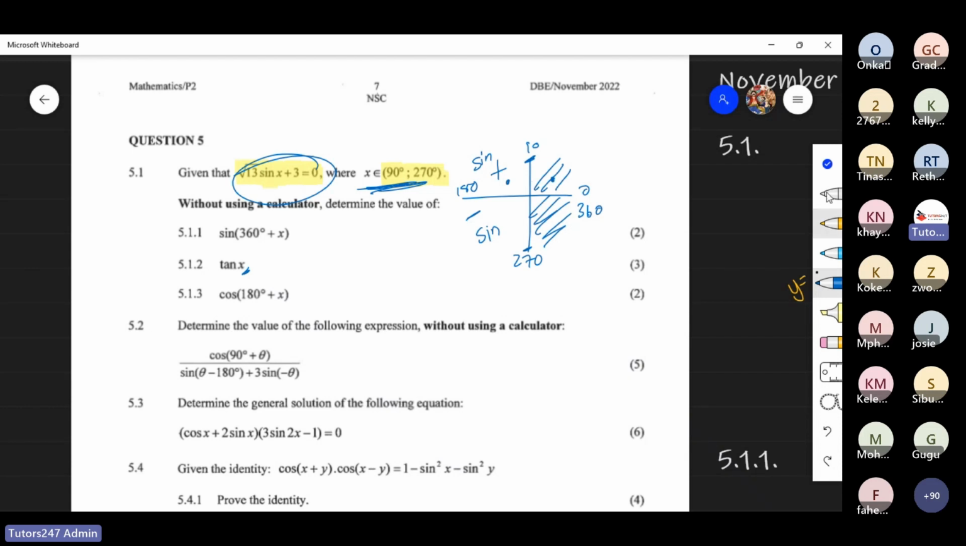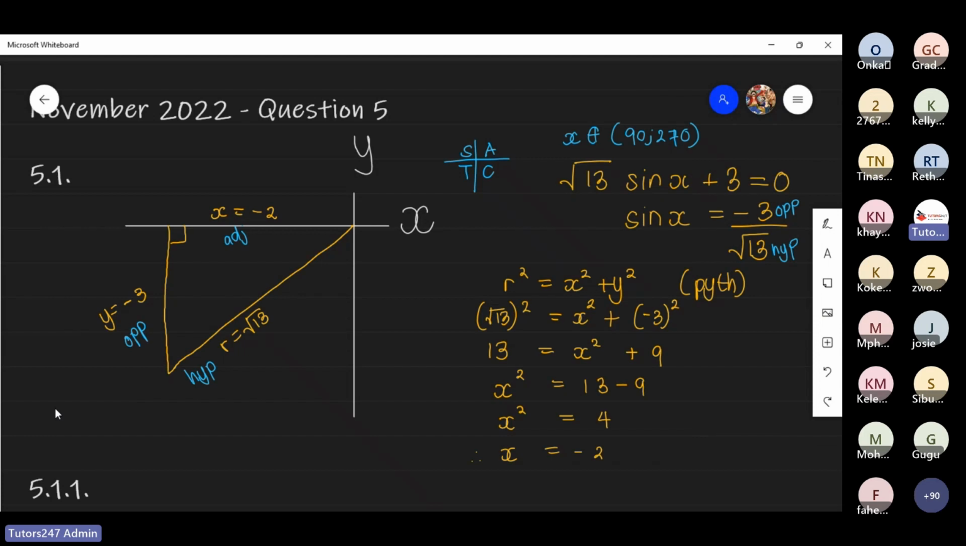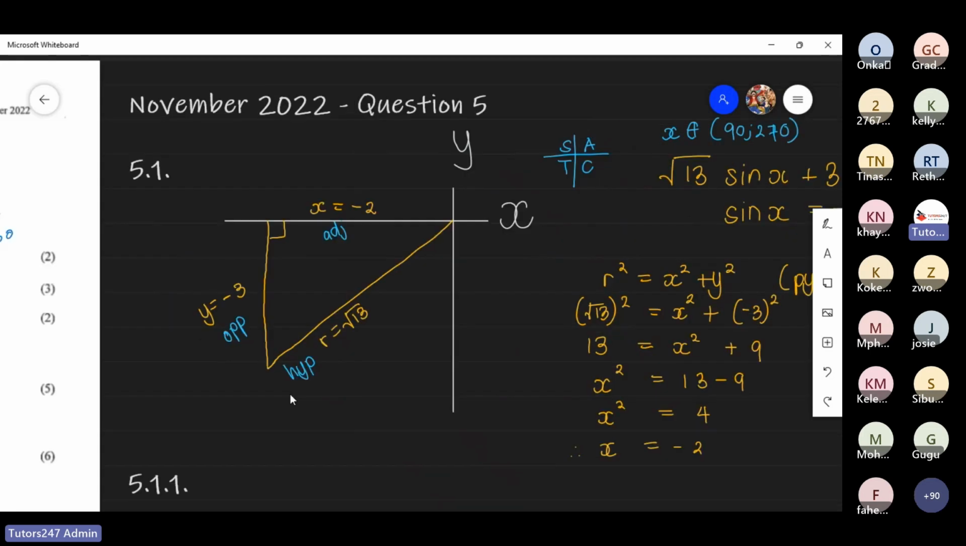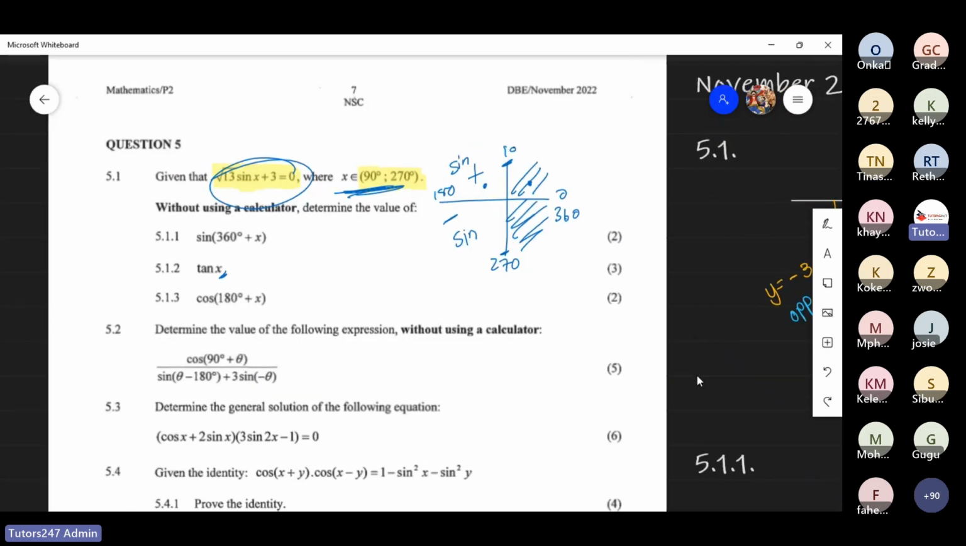So let's go back to where we simplified that particular equation. After simplifying the equation, we ended up with -3 over the root of 13. Therefore, our triangle is going to be within quadrant 3 because we ended up with a negative sign.